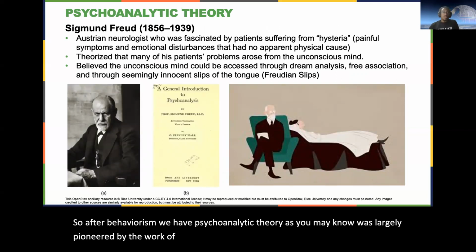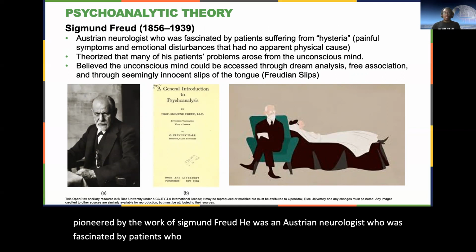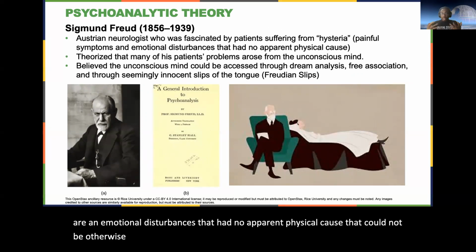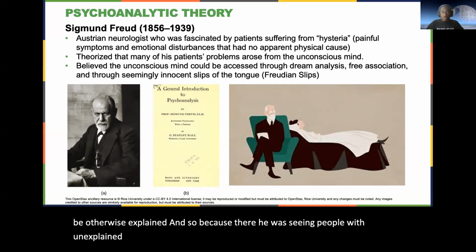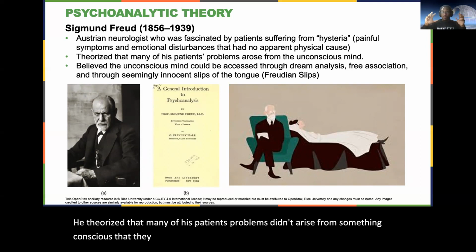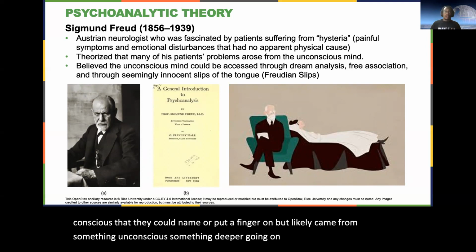He was an Austrian neurologist who was fascinated by patients who were suffering from hysteria, painful physical symptoms, and emotional disturbances that had no apparent physical cause that could not be otherwise explained. And so because he was seeing people with unexplained symptoms, he theorized that many of his patients' problems didn't arise from something conscious that they could name or put a finger on, but likely came from something unconscious, something deeper going on beneath their conscious mind.